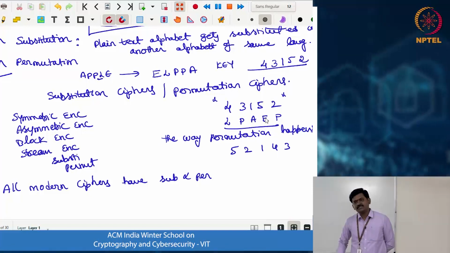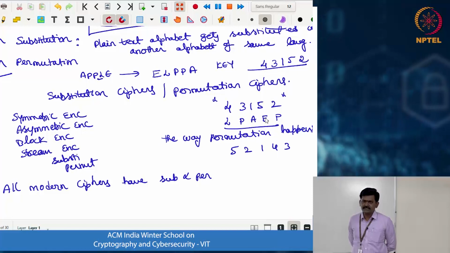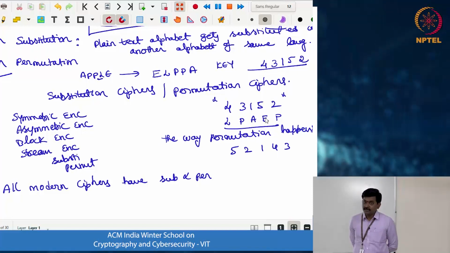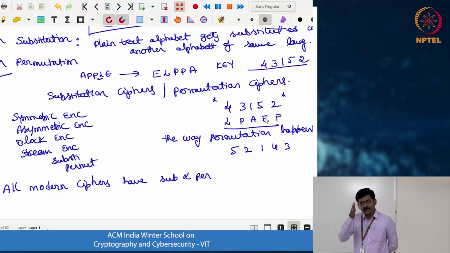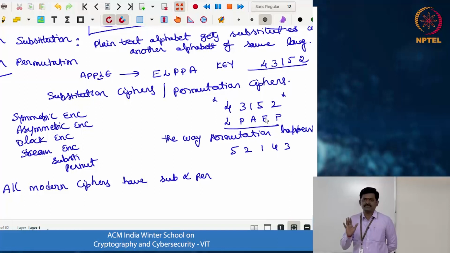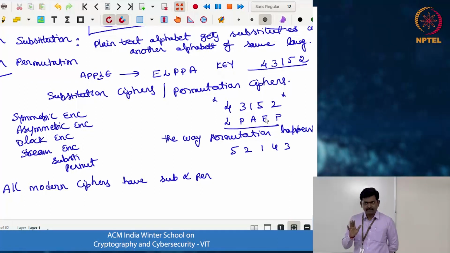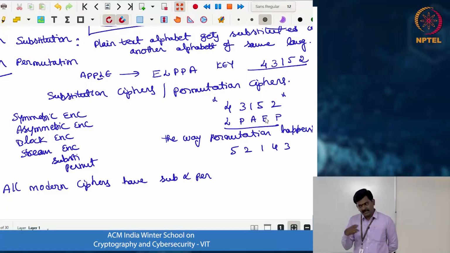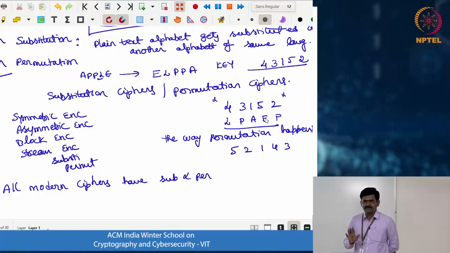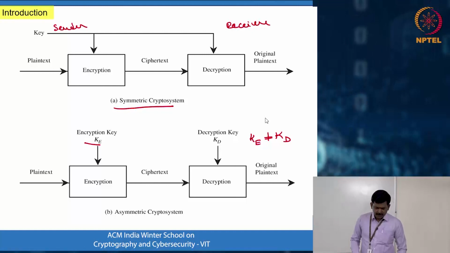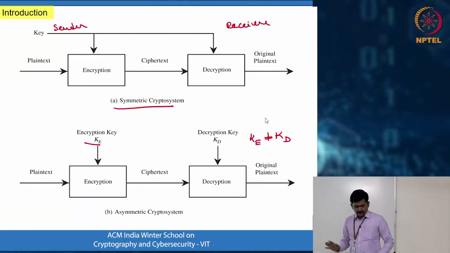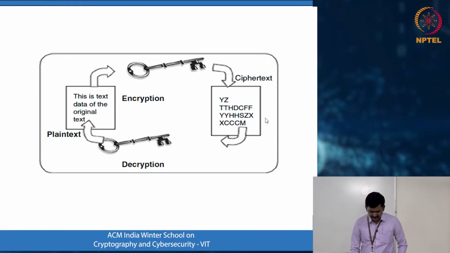Now look at your logical operations. Do they change? No. They are deterministic: whenever you have 0, 0 or 0, 1, depending on the logical operation, your output is fixed. Here, depending on the key, the output varies. So this is about the asymmetric crypto system, the other approach.